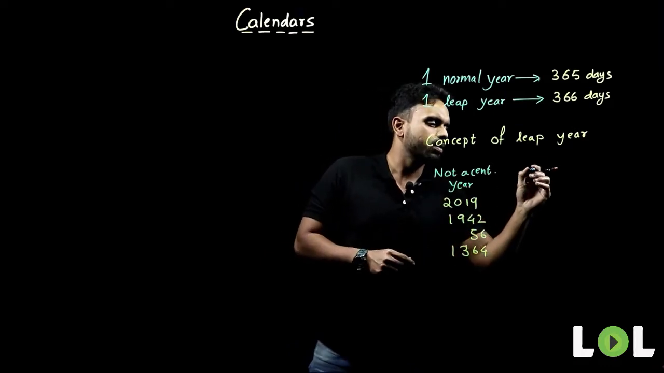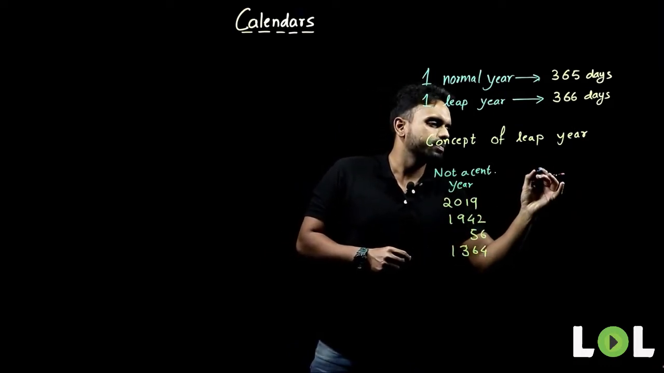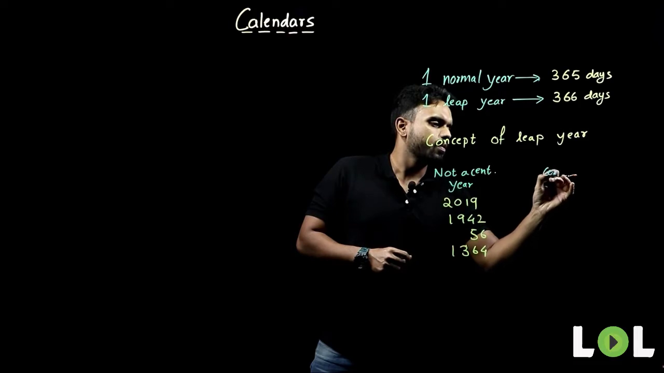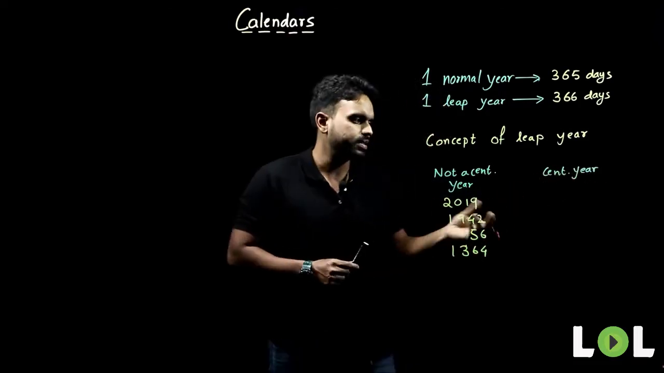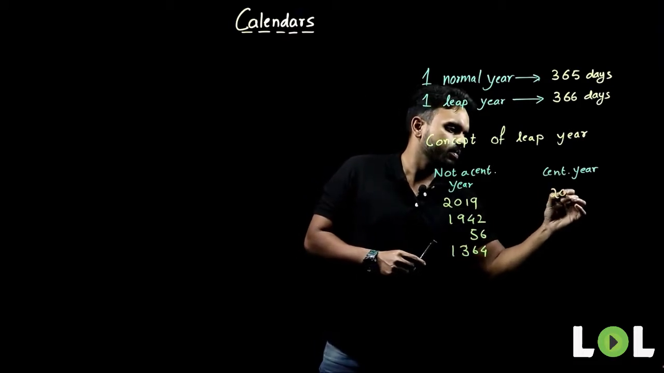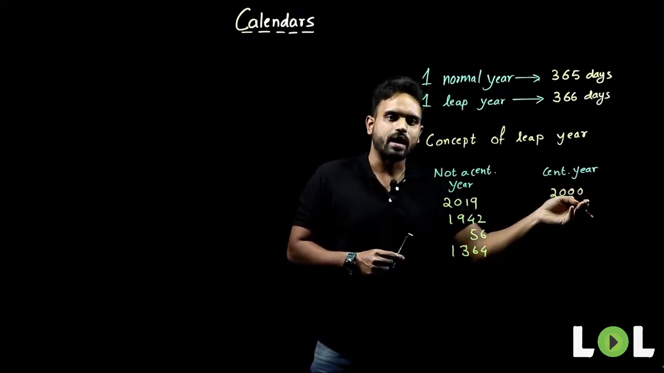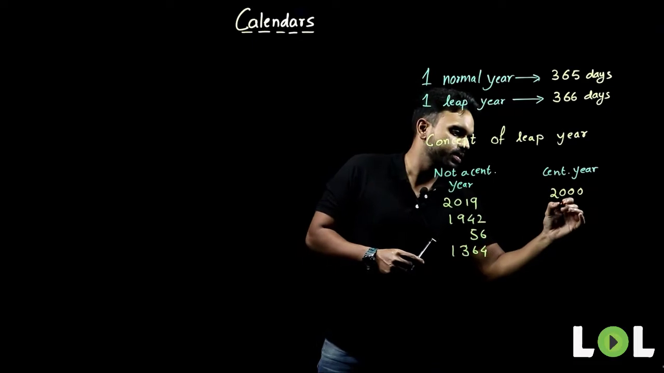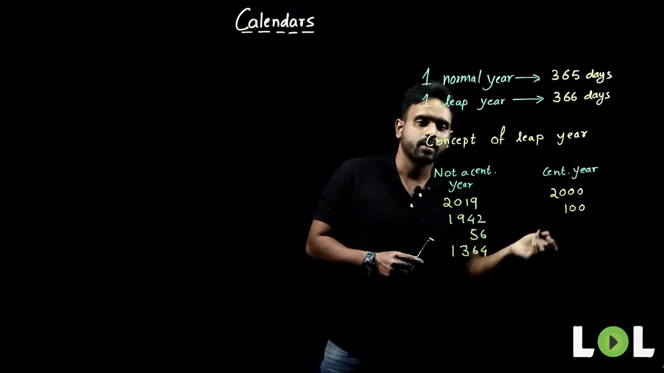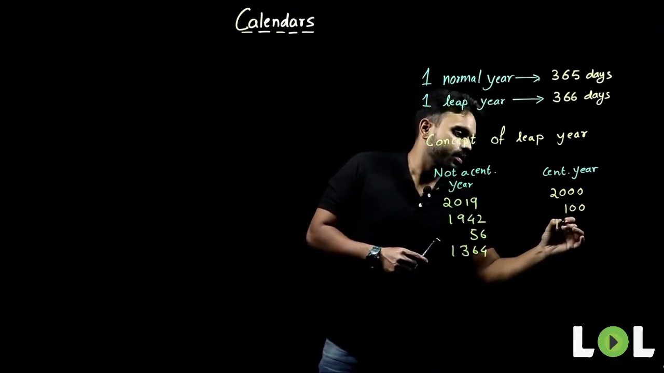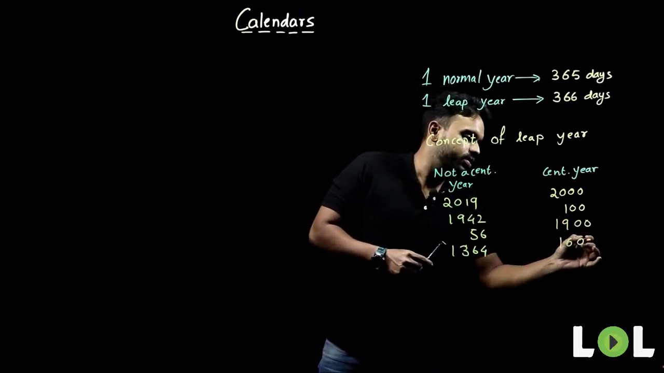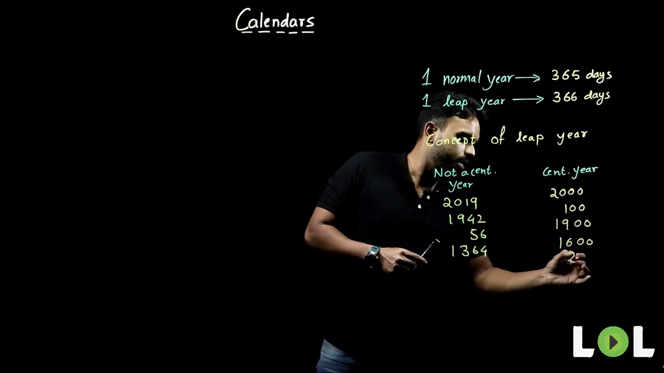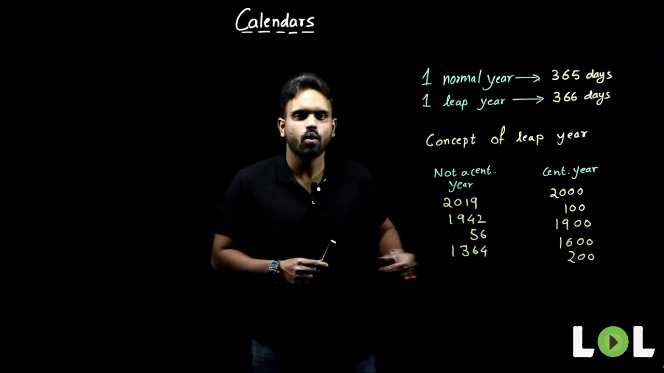Now, the other column has century years. What are these? Century years are 2000, all ending with zeros. Yes, 100 is also a century year for that matter. 1900 is a century year. 1600 is a century year. 200 is a century year. Yes, we can go on like this.